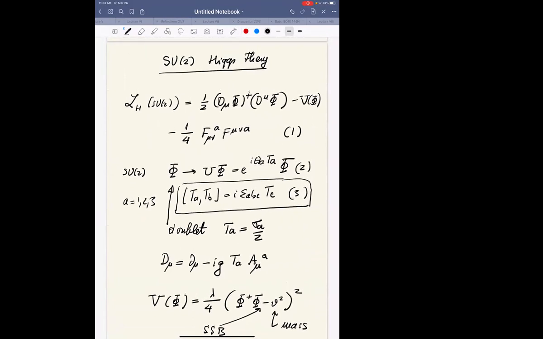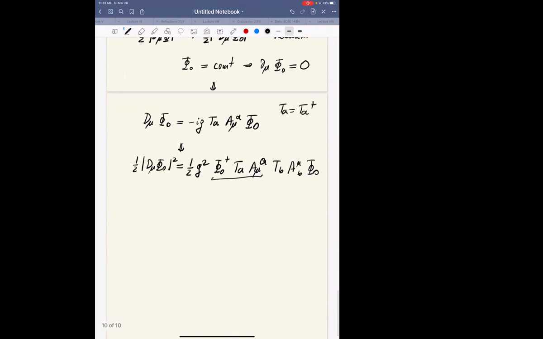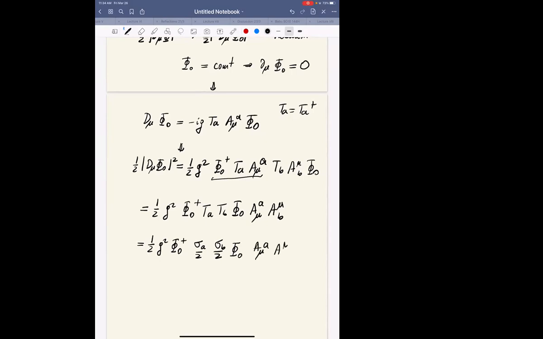The first scheme comes from the one which had a dagger, of course. You're following me? This is 1/2 g squared phi 0 dagger T^A T^B phi 0. You see, I didn't have to specify for the moment. I can just go on: A_mu^A A^mu B, which is 1/2 g squared phi 0 dagger sigma^A over 2 sigma^B over 2 phi 0 A_mu^A A^mu B, which is equal to 1/2 times 1/4 g squared phi 0 dagger.